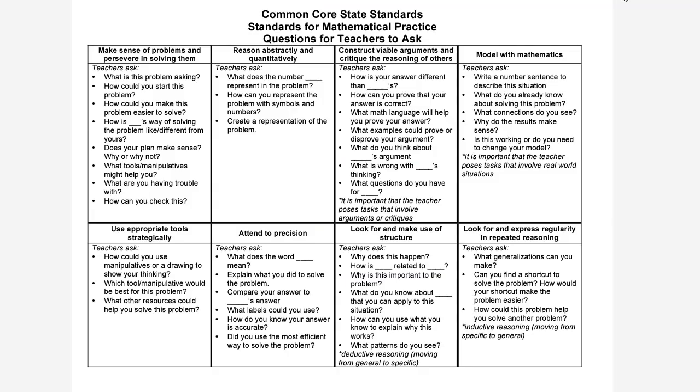Sample questions that would help address mathematical practice standard number 5 include the following. How could you use manipulatives or a drawing to show your thinking? That's a big one, especially in word problems. If you can draw a picture to represent what's going on, it helps them out so much more, especially when dealing with concepts that are geometrically based. Which tool or manipulative would be best to solve this problem? What other resources could help you in solving this problem?